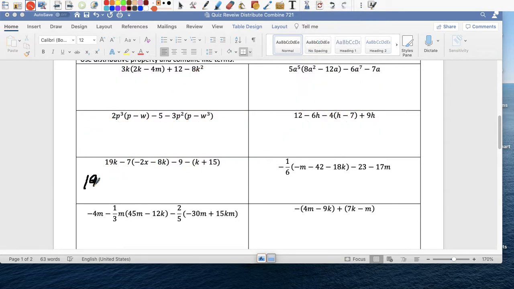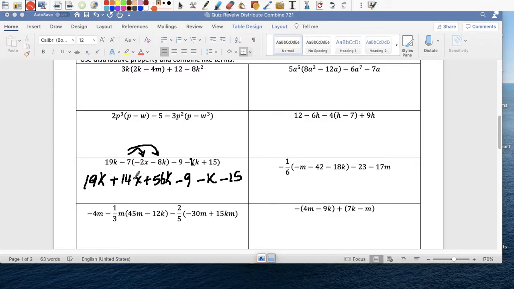19k plus 14x plus 56k minus 9 minus k minus 15. Okay, so I didn't remember this. And remember there's a 1 here. At some point, I'm going to stop saying that there's a 1 because you should get it by now.